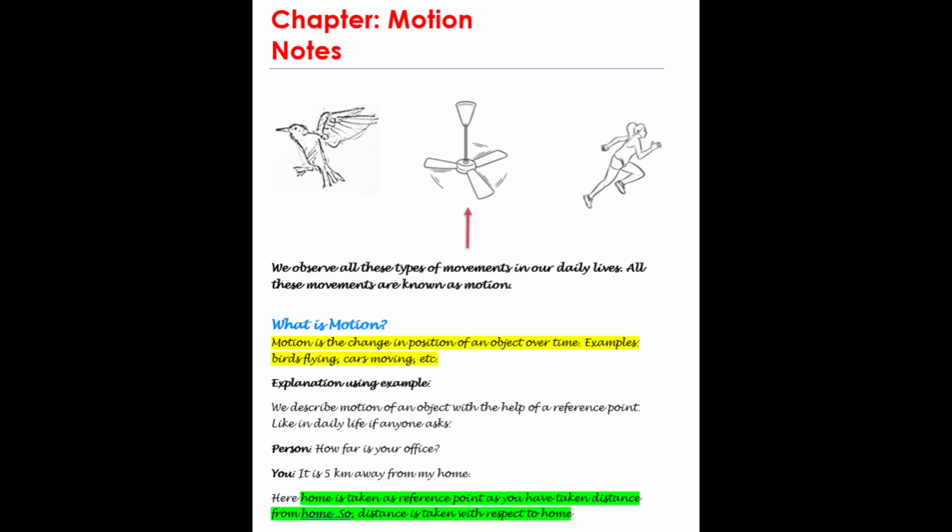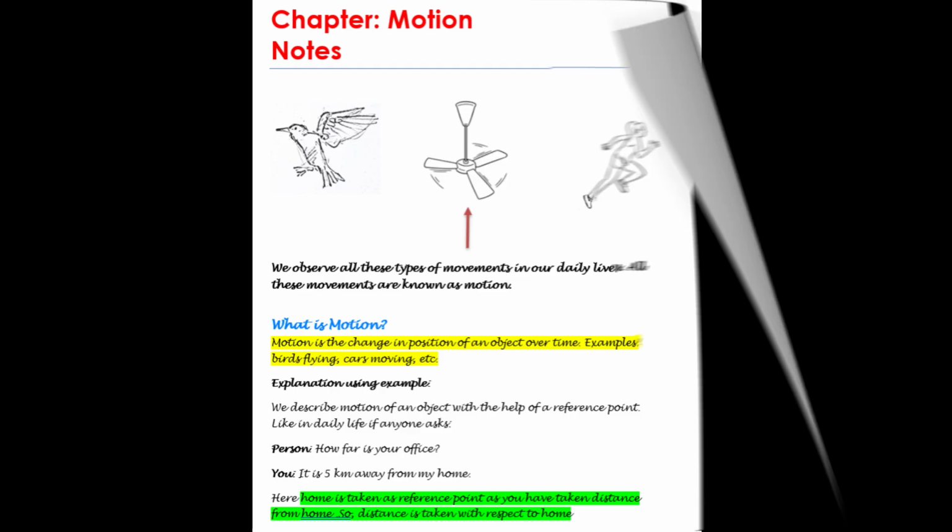What is motion? Motion is simply the change in position of an object with time, with respect to a reference point. For example, if you say, "My school is 5 kilometers away from my home," then your home is the reference point. Motion is always described with respect to such a point.